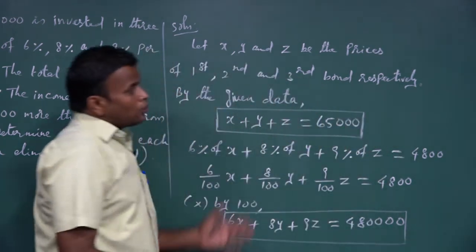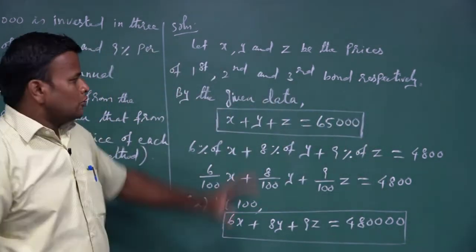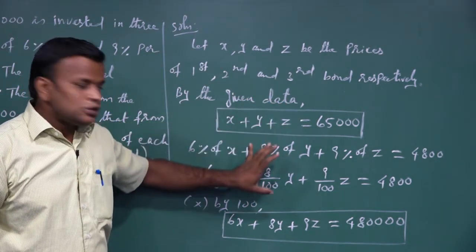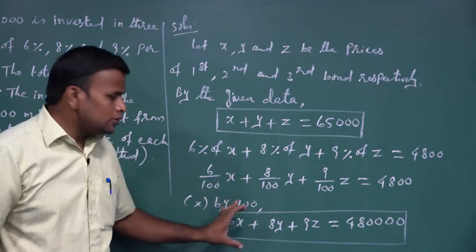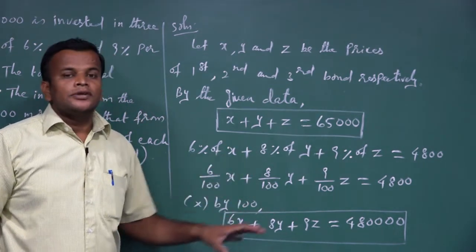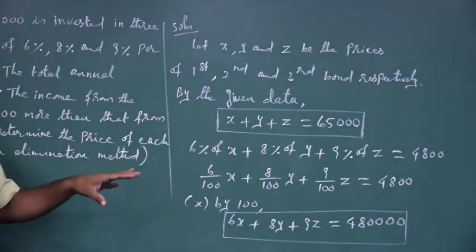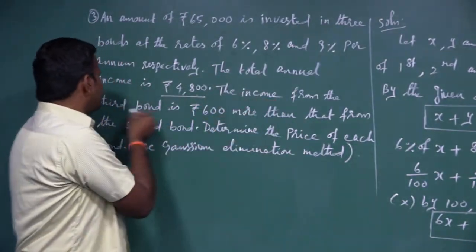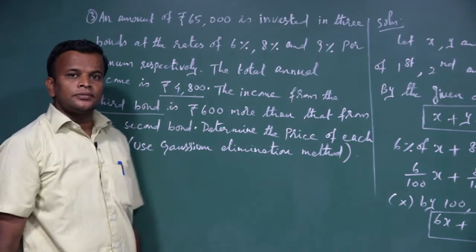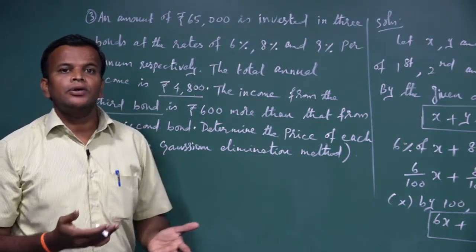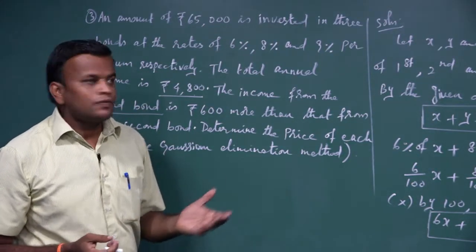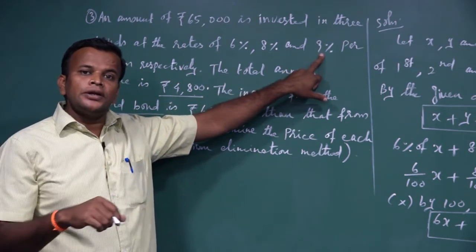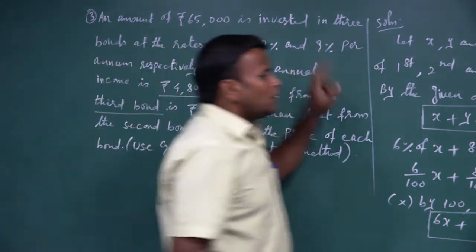Now we frame one more equation. The first equation is the total amount, the second equation is the interest amount, and one more data is given. What is the other data? The income from the third bond. What is the rate of interest of the third bond? It is 9%. What is the price of the third bond? Z. So that is given also.